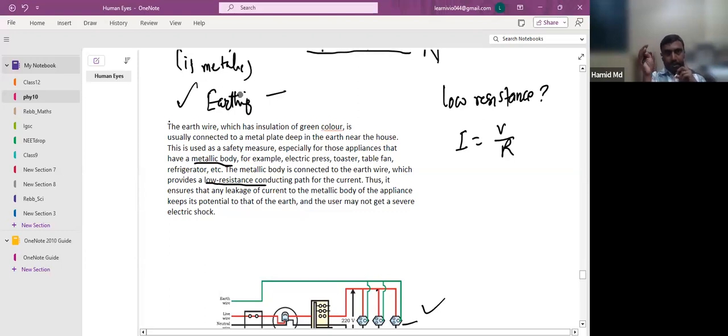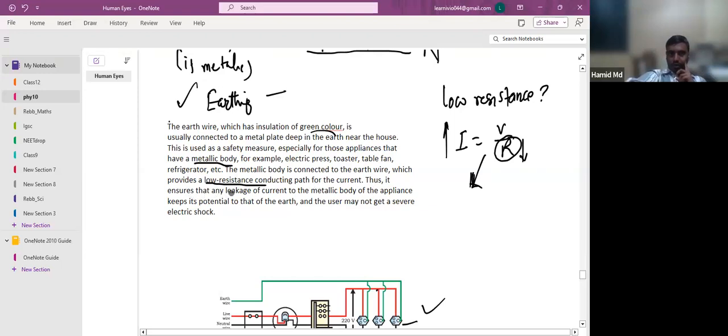That's true. If a resistance has a low resistance value, it will allow the current to pass easily. If this R is low, the current will be maximum. If R is minimum, the current will be maximum. So we use a low resistance conducting path for the current. Whatever the current is, it will pass. It can allow a high value of current to pass. This will behave like a free path.